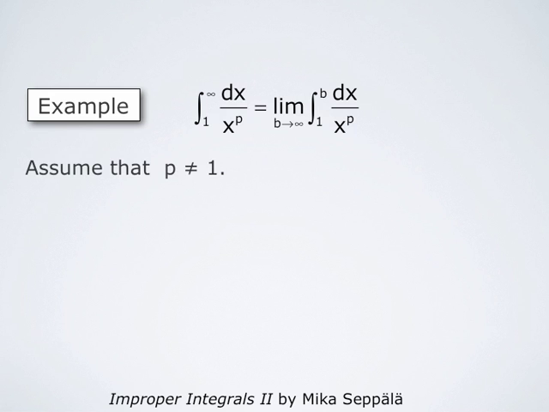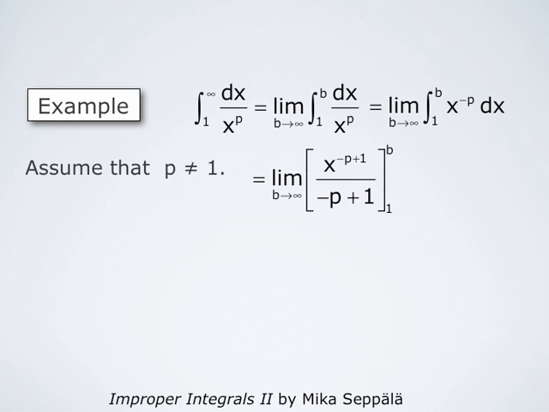Now let us assume that p is different from 1. If p equals 1, then we have to integrate dx divided by x. An antiderivative of that is the natural logarithm of the absolute value of x. Now p is assumed to be different from 1. Let us write dx divided by x to the power p as x to the power negative p dx. It is easy to integrate this function over the interval from 1 to b. An antiderivative of x to the power negative p is x to the power negative p plus 1, divided by negative p plus 1.